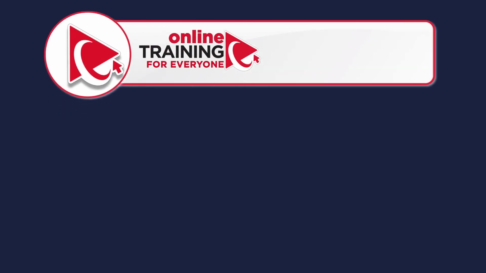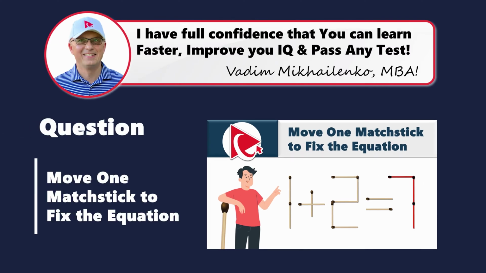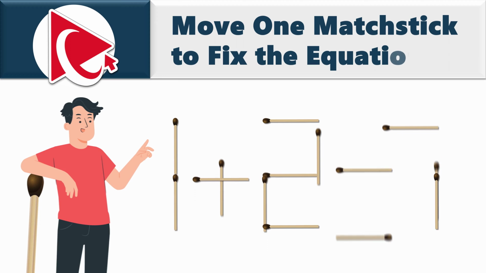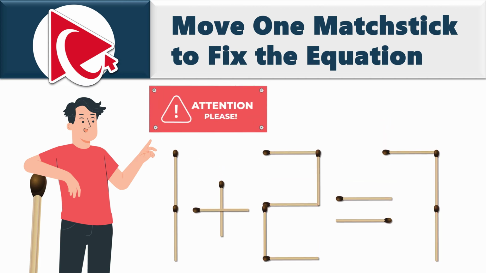This particular practice question is waiting for your individual touch to get solved, and I have full confidence that you can do it. You're presented with the equation. This equation is not mathematically correct, but you need to find and move one matchstick to fix this equation. The current equation is 1 plus 2 equals 7. Remember, just one matchstick, and I know you can do it.